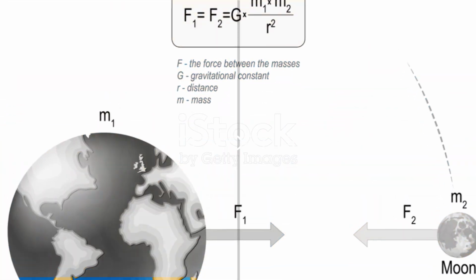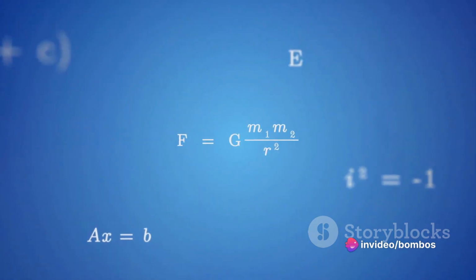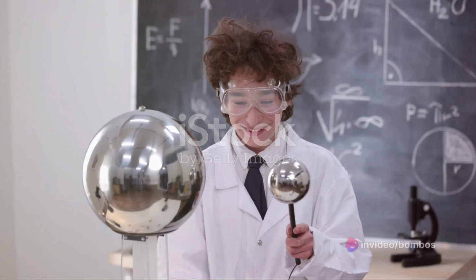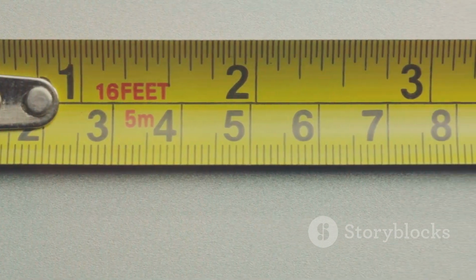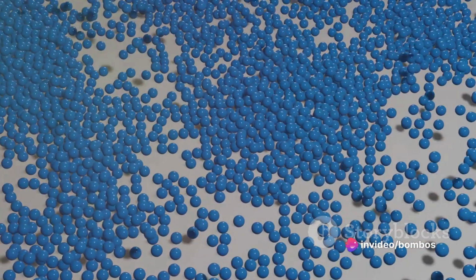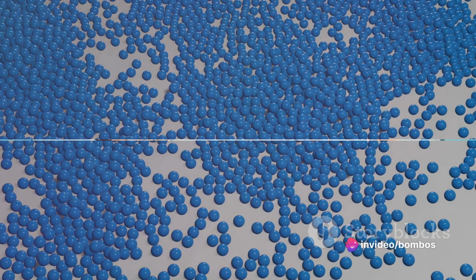Breaking it down, we have the formula F equals G times m1 times m2 divided by r squared. Here, F represents the gravitational force between two objects, while m1 and m2 are the masses of the objects. R is the distance between these objects. G is the gravitational constant, a number that puts everything into perspective, making the formula work in our universe.